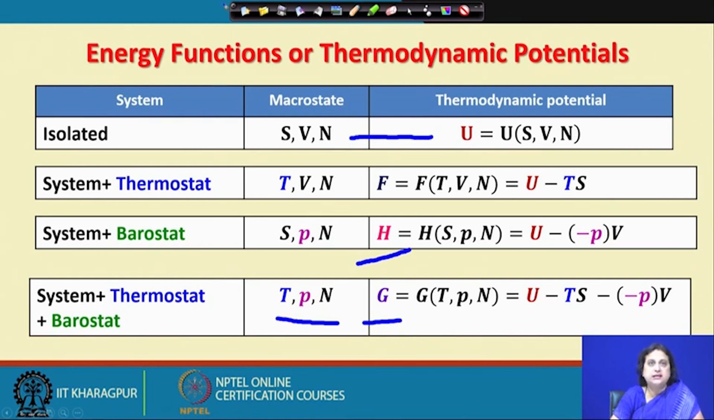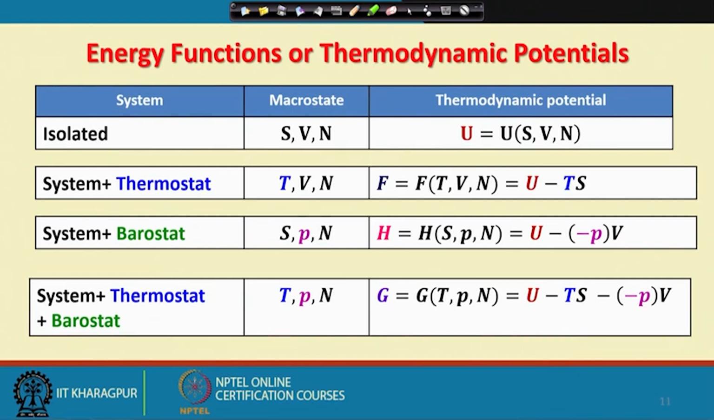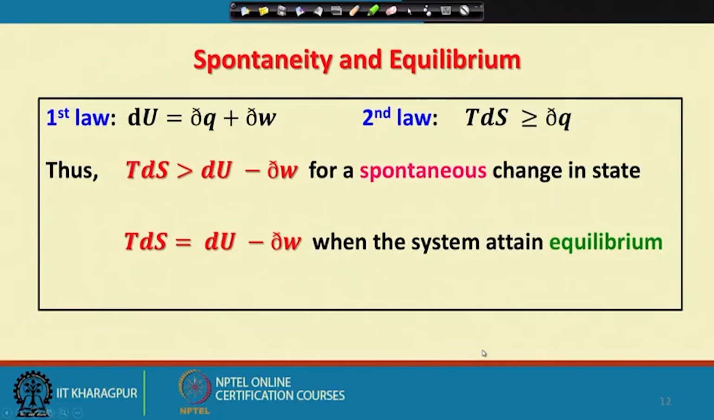Obviously, the question arises as to why I am interested in thinking about these different energy functions. Can I finally use them to predict the direction of a spontaneous change in state, or can I determine the condition of equilibrium in terms of these energy functions? So, let us next have a look at what we can do about predicting the condition of spontaneity and equilibrium in terms of these energy functions.